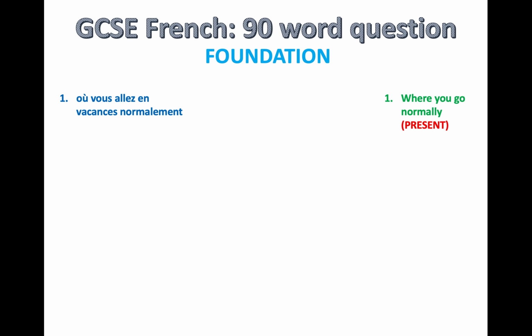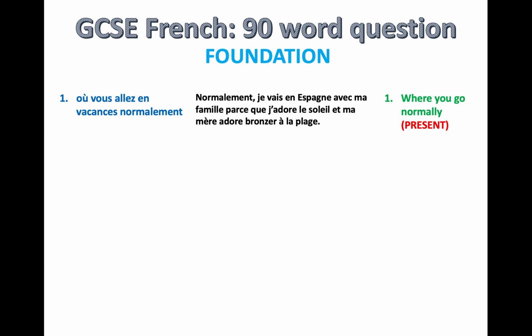So the first bullet point, where you go normally, we should be expecting to see some present tense. Normalement, je vais en Espagne avec ma famille parce que j'adore le soleil et ma mère adore bronzer à la plage. So we've straight away used one of the words from the bullet point, and we've used the present tense, the two things that we said we needed to do when answering this bullet point. Normally, I go to Spain with my family because I love the sun and my mum loves to sunbathe on the beach.